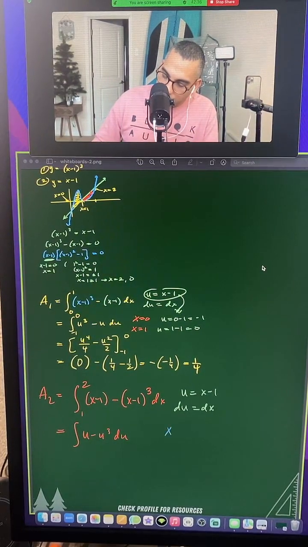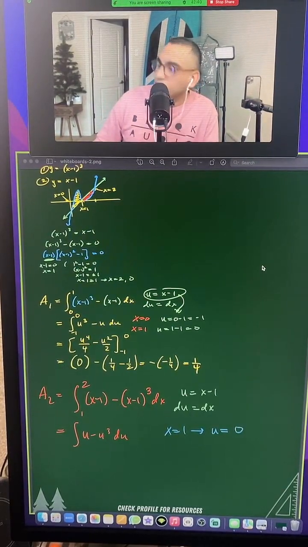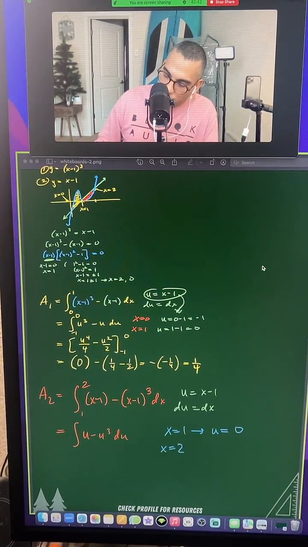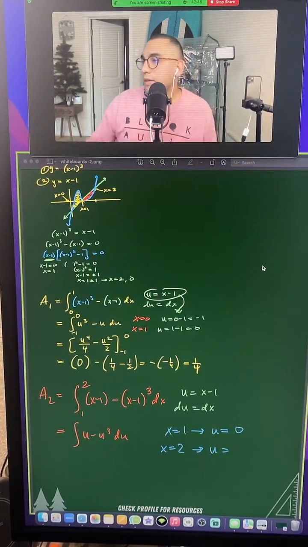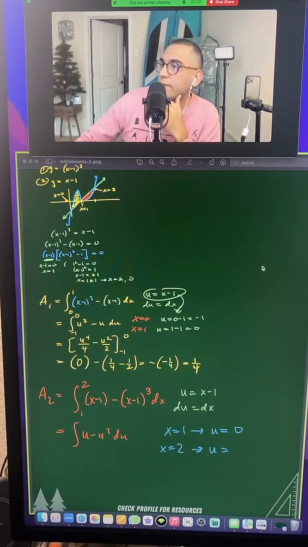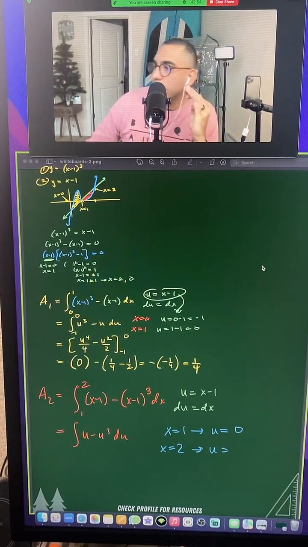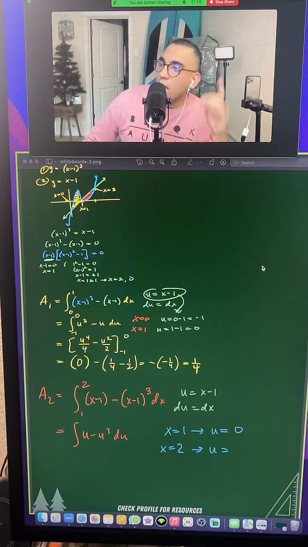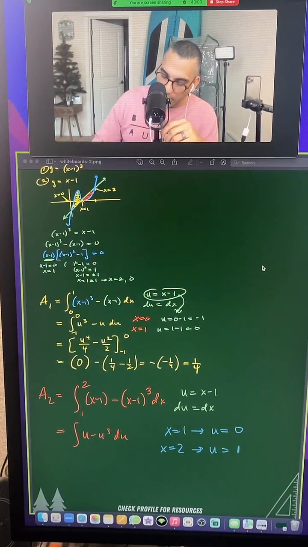So if x is equal to 1, we said u is equal to 0. And if x is equal to 2, who can tell me what the u value should be? It is going to be 1. All right, so let's go ahead and continue setting up this integral. This is from 0 to 1.